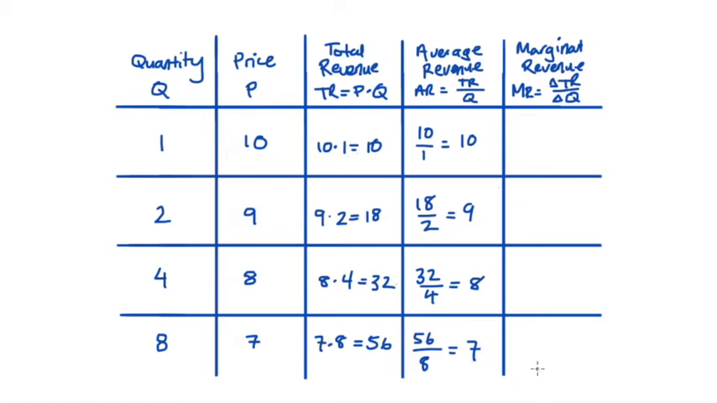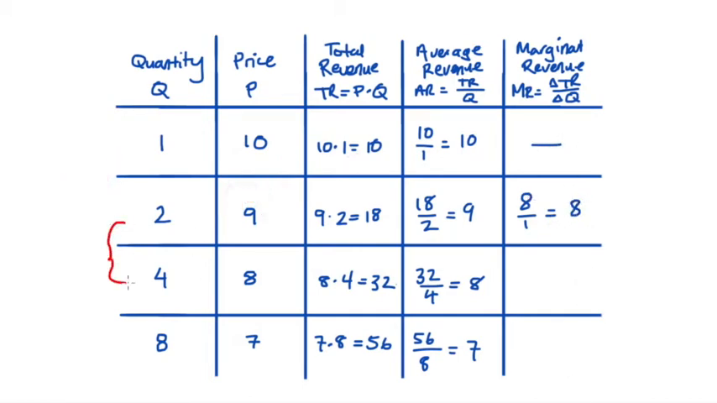Now for our marginal revenue, recall that we're looking for the change in the total revenue divided by our change in quantity. So we're going to have to find both our change in total revenue and our change in quantity, and then we can substitute those values in. So let's think about going from producing 1 to 2 units. Well, our change of quantity here is the difference between 2 and 1, which is equal to 1. And our change in revenue is going to be 18 minus 10, which is 8. So our marginal revenue is 8 divided by 1, which is 8.